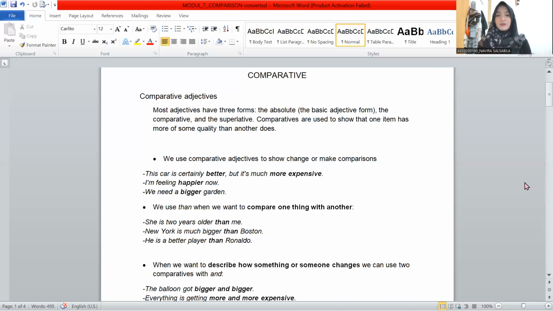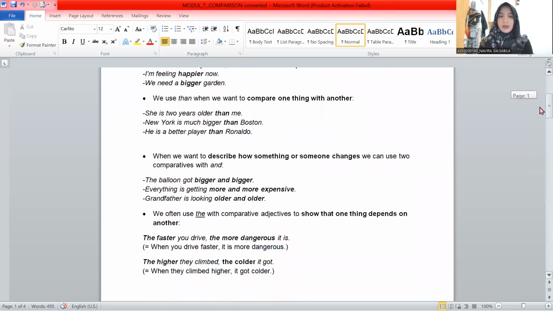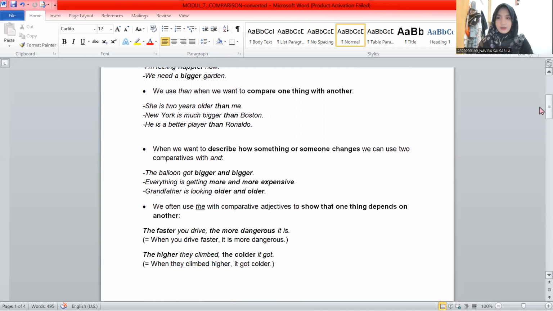When we want to describe how something or someone changed, we can use two comparatives with and. For example, the balloon got bigger and bigger. Second, everything is getting more and more expensive. Third, grandfather is looking older and older.